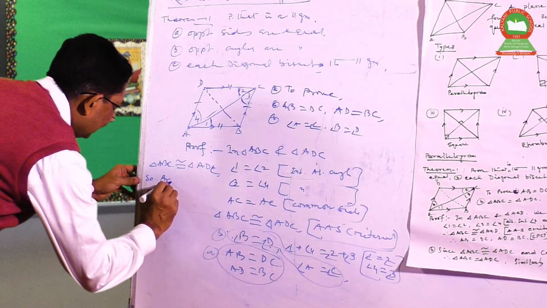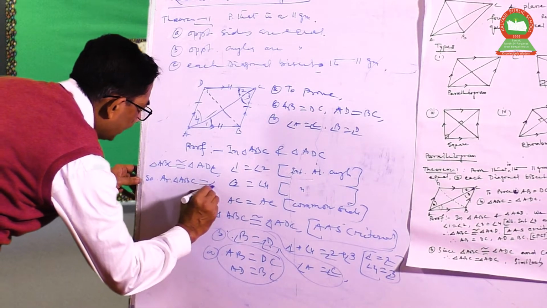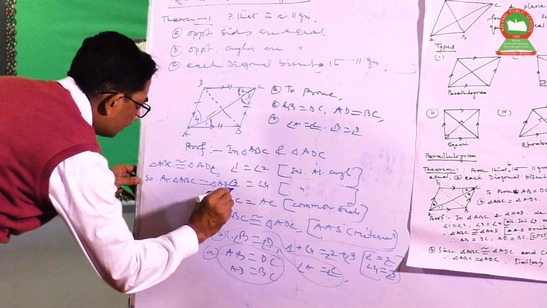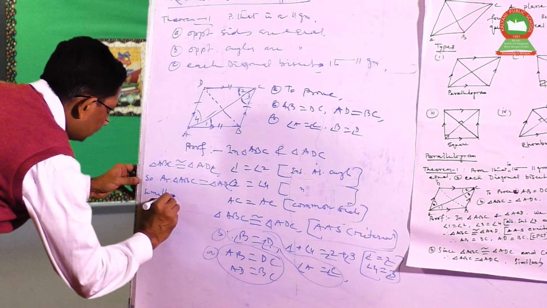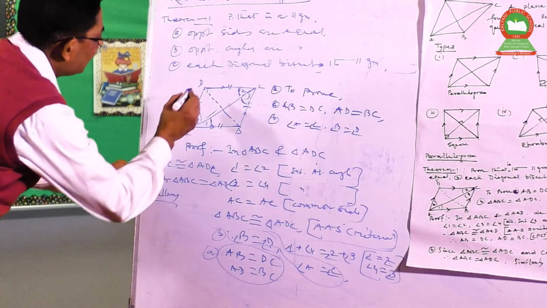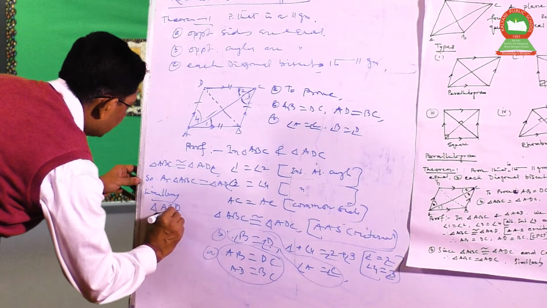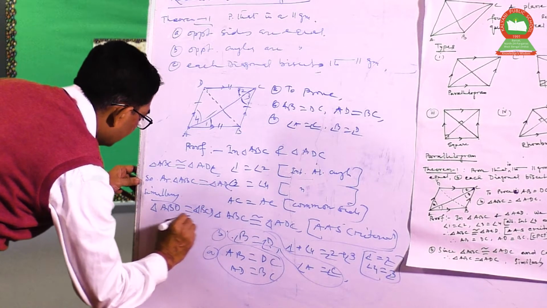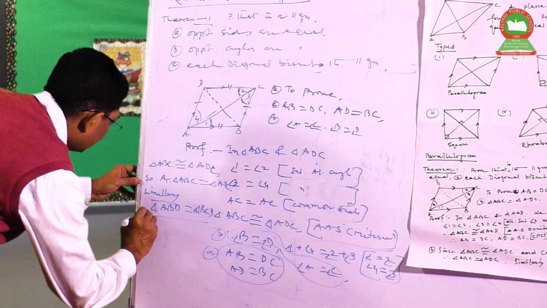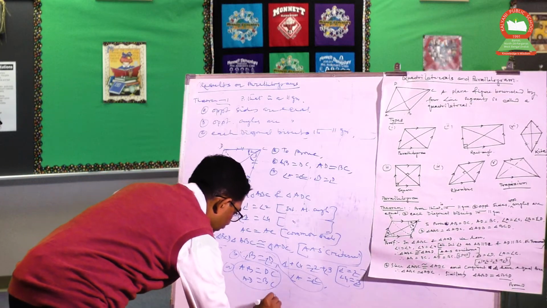so the area of triangle ABC must be equal to the area of triangle ADC. Similarly, in the case of triangle ABD equal to triangle BCD, and this is the third part of this theorem, and this is proved.